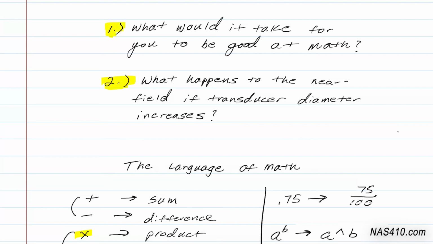And so let's take a look at this first question. I asked, what would it take for you to be good at math? Really, this is kind of a personal question. This is something that's different for everybody. But what I would suggest is that in order for you to be good at math, you have to understand the language and what it's saying to you. And if you understand the rules and the language and the order in which you have to do things, then you could be good at math.